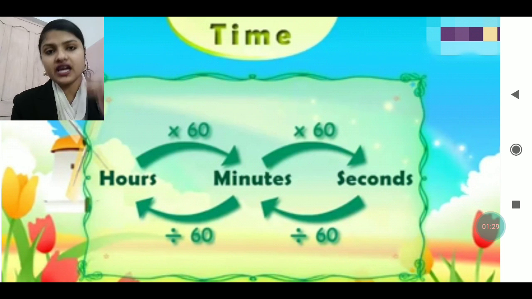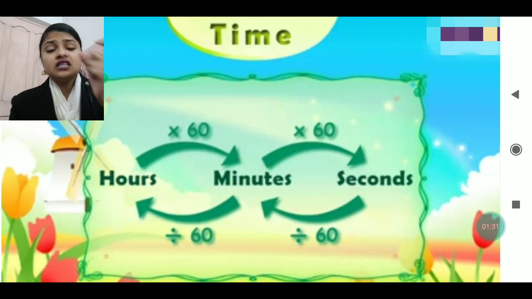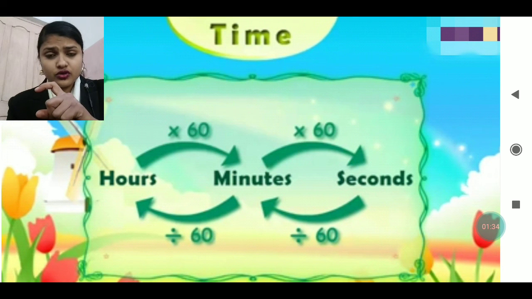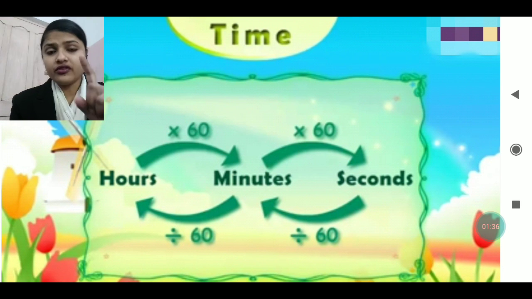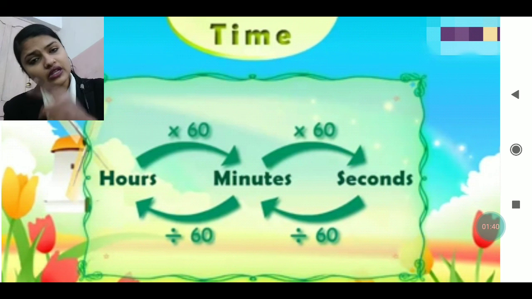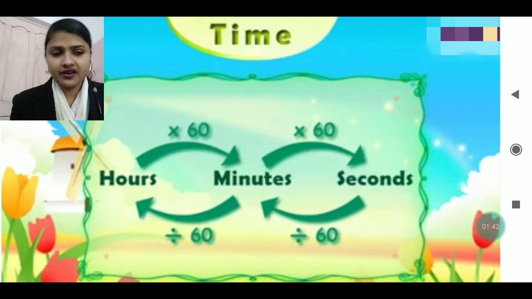What do we understand by this? That when larger units are converted to smaller, we always multiply. And when smaller units are converted to larger, we always divide.